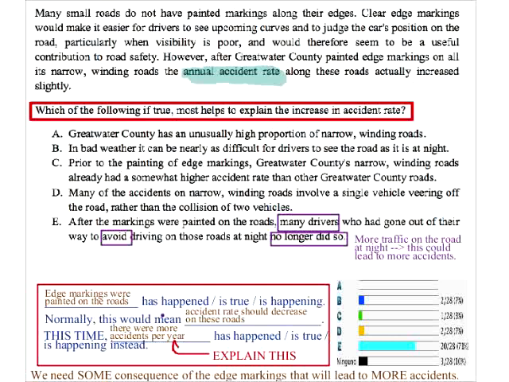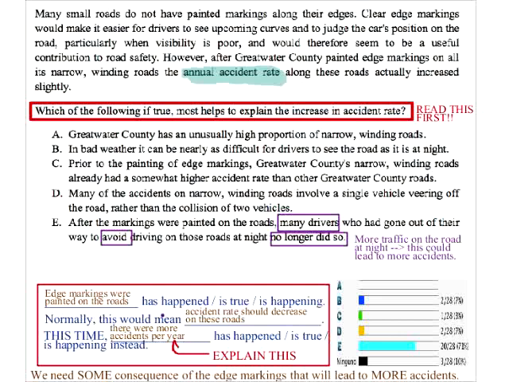Because remember that every question type is different. So you're not going to know how to read the passage until you read the question. It's a very important concept. Every question type is different, and in particular, you don't read the passage the same way for each type.